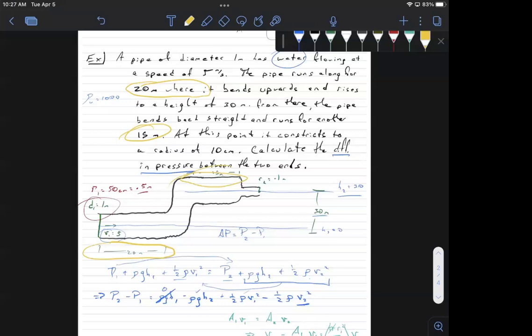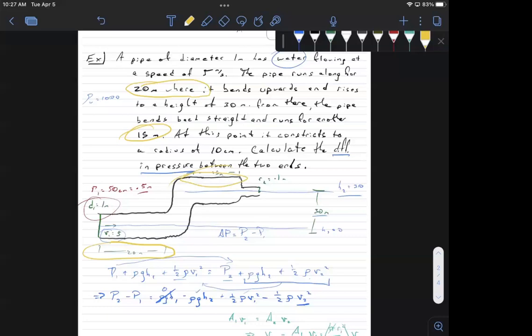So this particular example is the most complicated version of a Bernoulli problem I can give you. It has everything in it. It has changes in height. It has changes in velocity. It has information you don't need. It has all the terms that you have to keep track of, and you have to use the continuity equation. All of that in one big example.